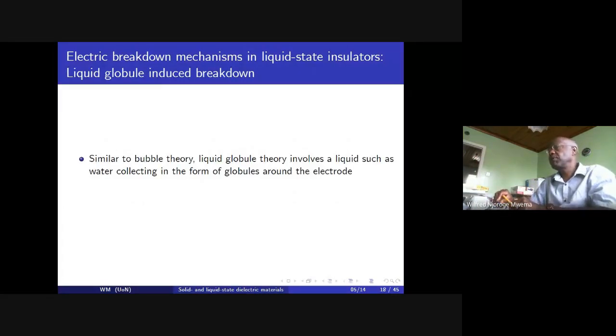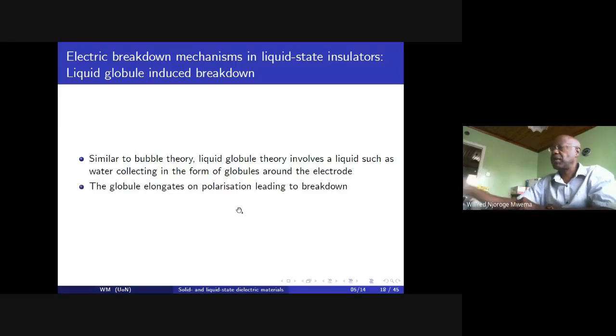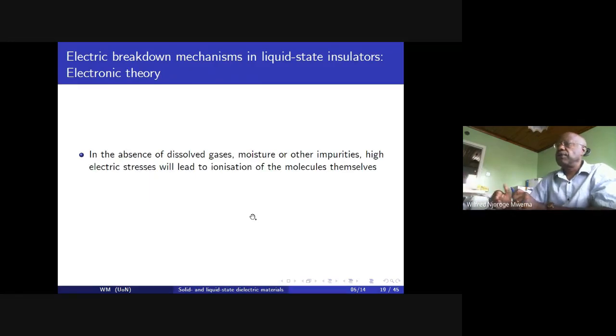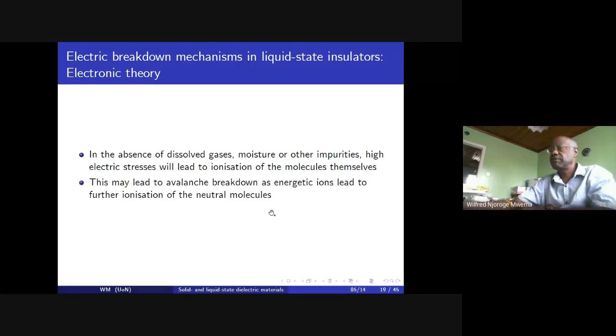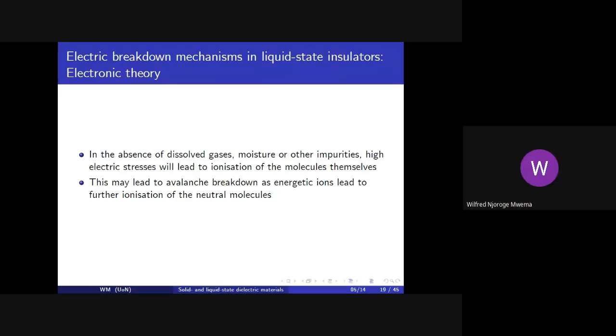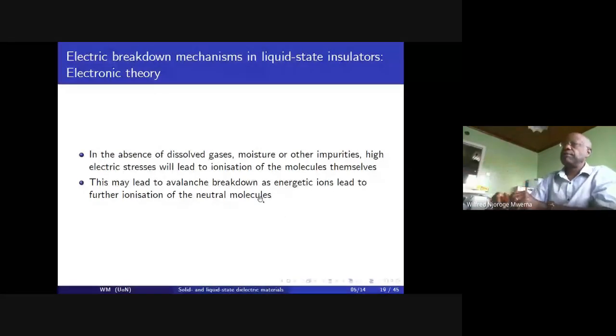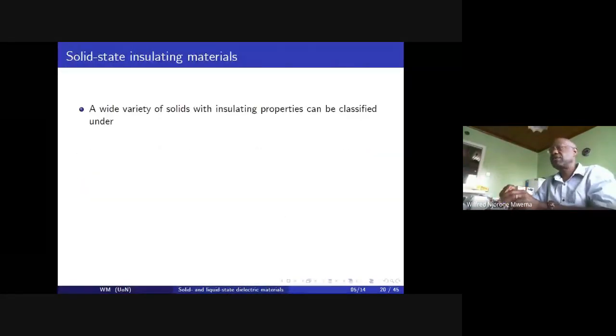Similar to bubble theory, liquid globule theory involves a liquid such as water collecting in the form of globules around the electrodes. The globule elongates on polarization, and this will lead to a breakdown because you can form a chain of globules between the electrodes. So in the presence of dissolved gases, moisture or other impurities, high electric stresses will lead to ionization of the molecules themselves. And this may lead to avalanche breakdown as energetic ions lead to further ionization of the neutral molecules. So, what about the solid state insulating materials?